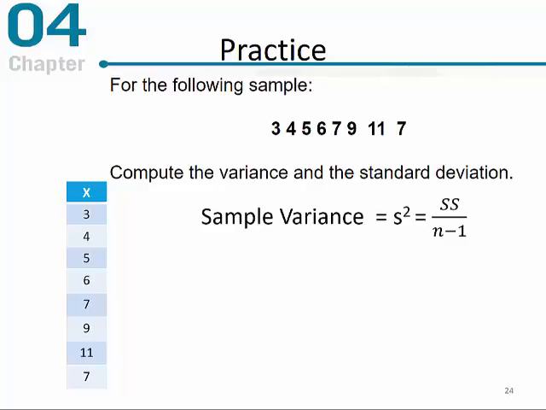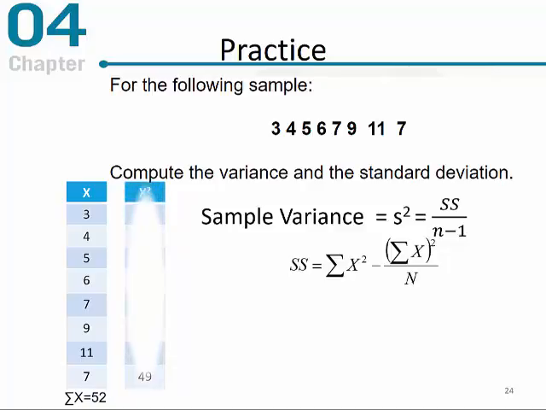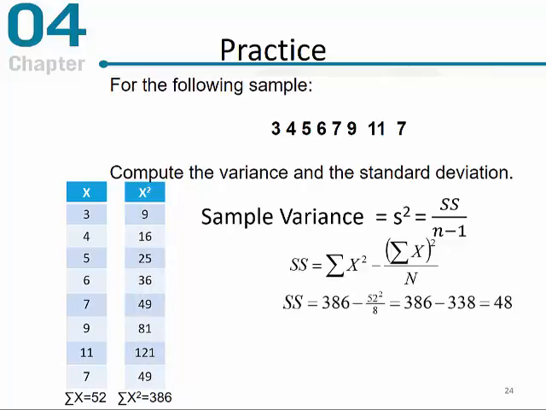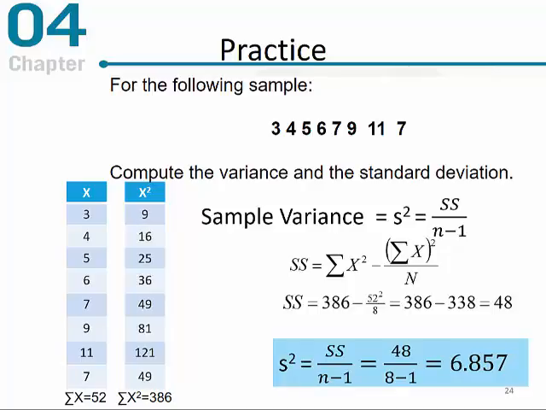So we know the sample variance formula is the sum of squares over n-1, because we have to make that little correction, n-1, because we're talking about a sample. We know the sum of squares is exactly the same formula as it was for the population. So again, we need the two components, the sum of x and the sum of x squared. The sum of x is 52. The sum of x squared, just squaring each value and adding them up, is 386. Plugging it into the formula, we get a sum of squares of 48. Now we just plug it into the sample variance formula, so that's 48 divided by 8 minus 1, which is a variance of 6.857.